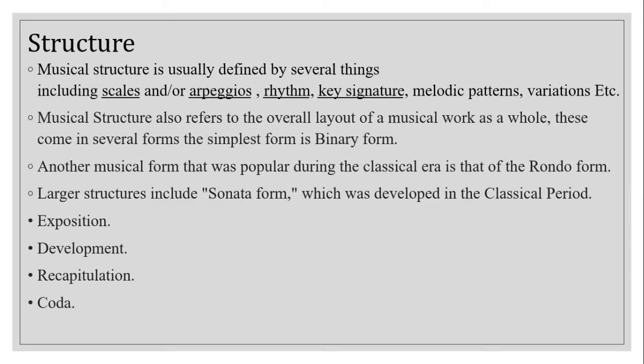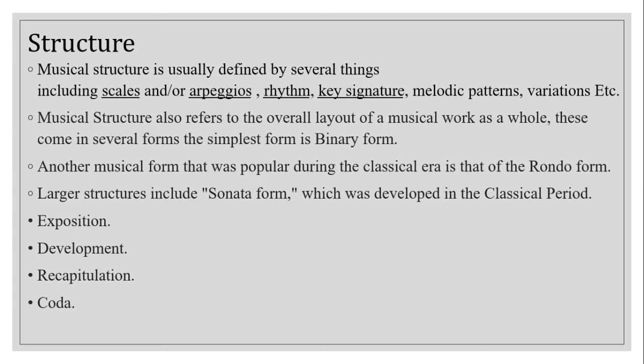Now, there are also larger structures, which include sonata form, and this was actually developed in the classical period. Now, the sonata form is often the structure of the first movement of a sonata, symphony, and a concerto. And the sonata form is made up of 4 sections.